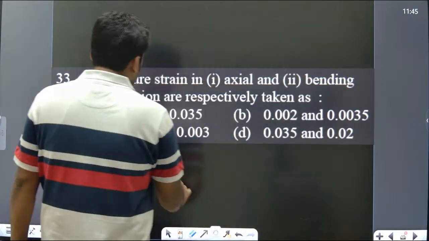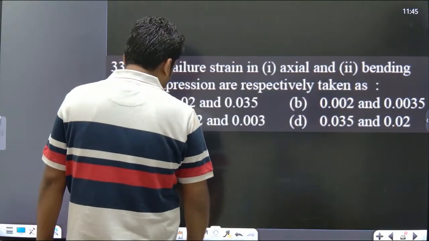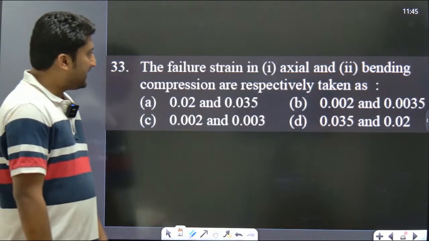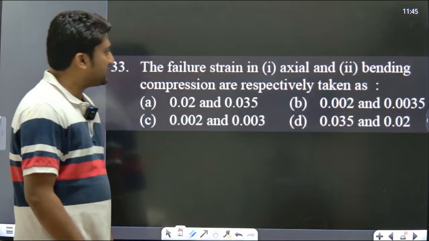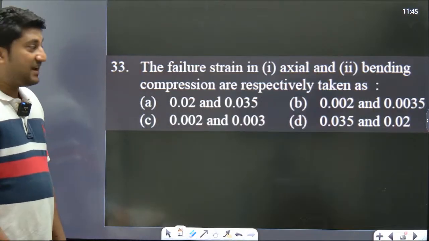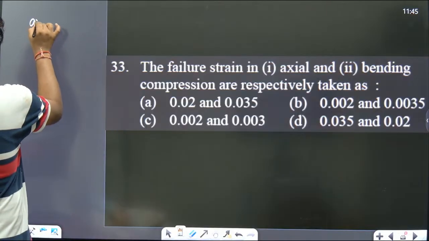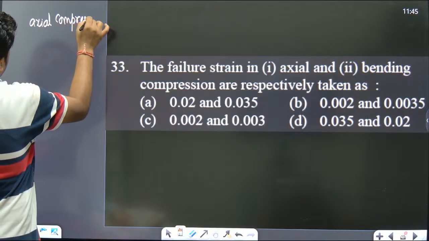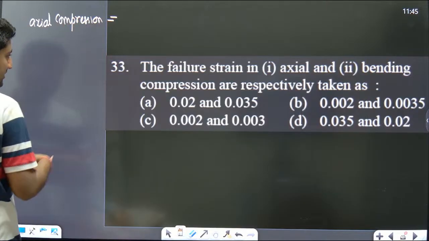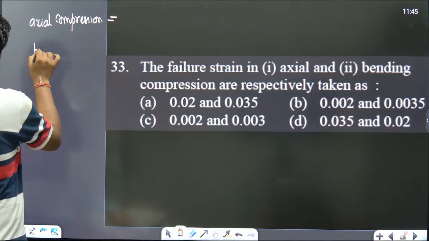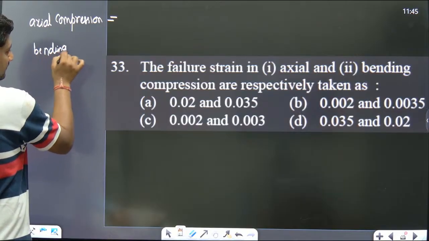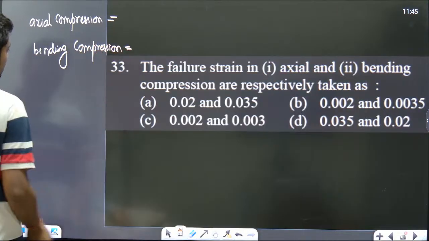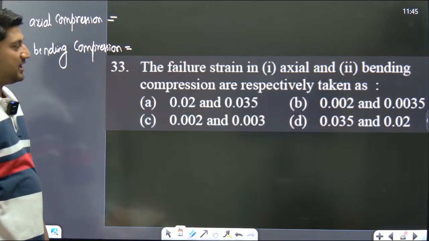Now answer this. This is a simple question. I will not mark a star on this question. It is a very simple question, although I have discussed this. The failure strains in axial and bending compression are respectively taken as the failure strain. What is the maximum strain in axial compression? And what is the maximum strain in bending compression? This value you always remember, 0.0035.